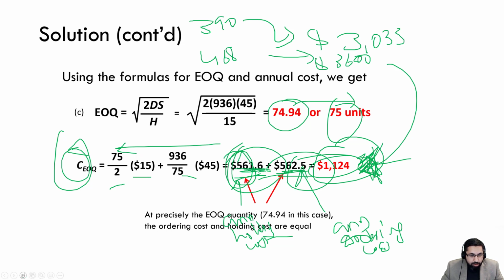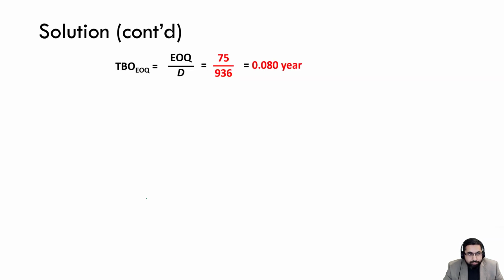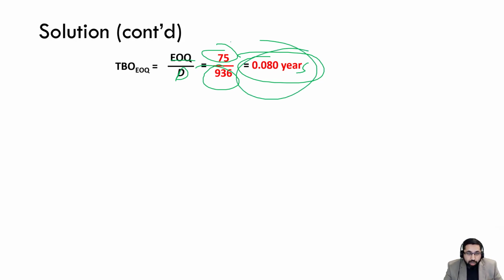So let's clear this up, and you can see me point out the same thing here with this note. What is the time between orders? If I order 75 each time, and my annual demand is 936, well, 75 over 936 is 0.08. This is in years, right? Because EOQ over D: EOQ is just units, D is units per year, so EOQ over D is in years, so 0.08 years. We can then multiply by 12 months in a year to convert it into months or whatever units we want.